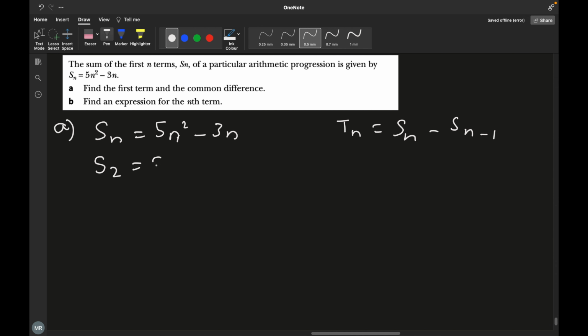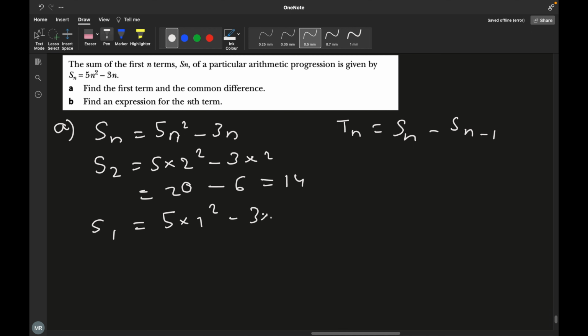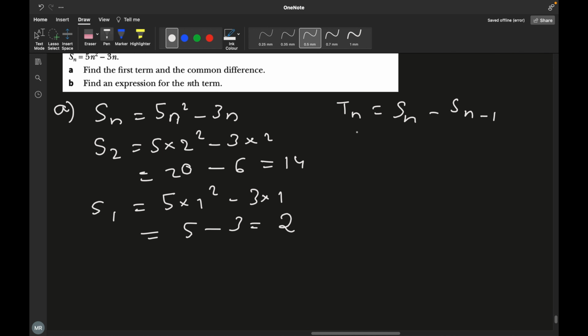So S2 will be 5 into 2 squared minus 3 into 2. This is 5 into 4, which is 20, minus 6. Therefore, it's 14. Then S1 is 5 into 1 squared minus 3 into 1. That's 5 minus 3, which is 2. And therefore, the first term is 2, because the sum of the first term is 2.